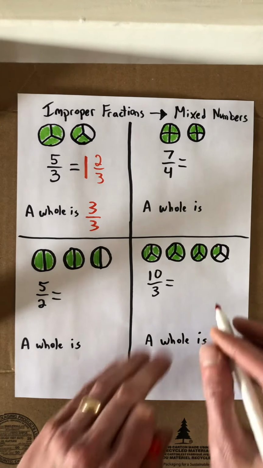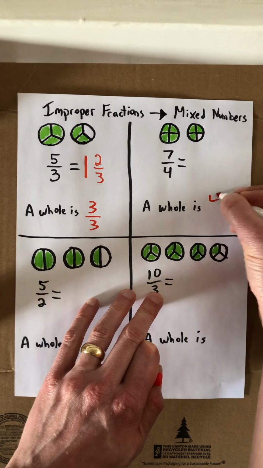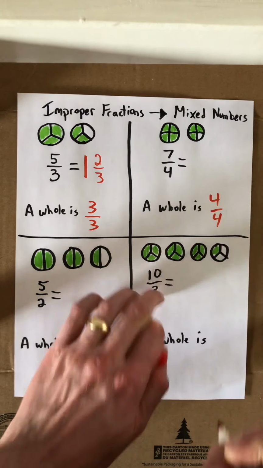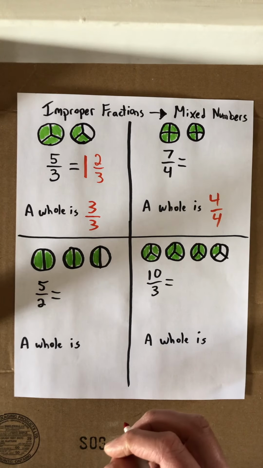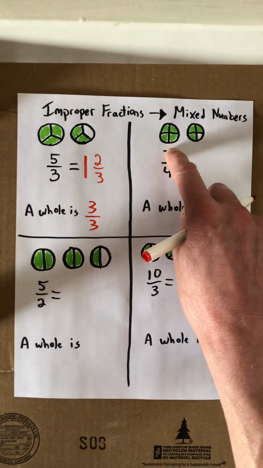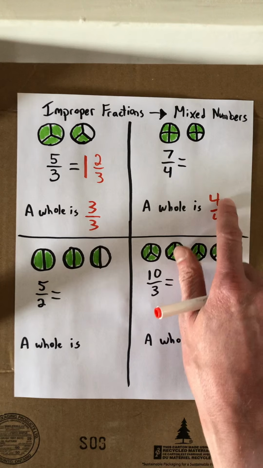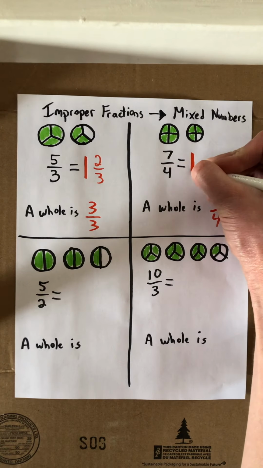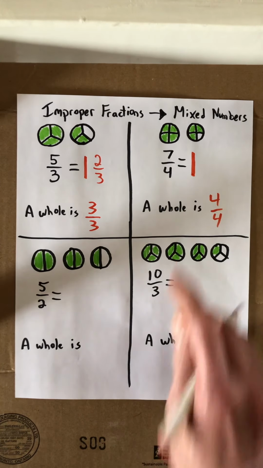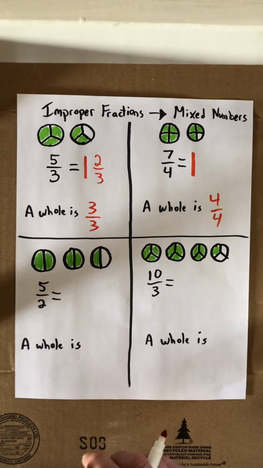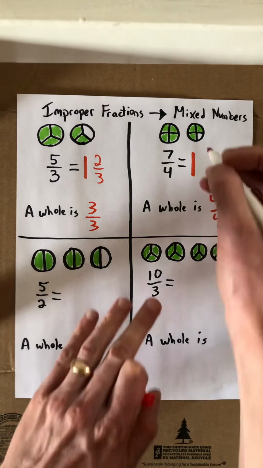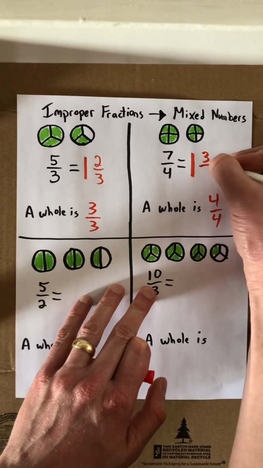So what would a whole be in this case? Well, 4/4 is a whole in this case. So what we're going to do is we're going to take 4 out of the top, because 4/4 makes a new whole, and that makes one new whole number. If I take 4 out of the top, how much am I left with? In other words, 7 take away 4 leaves you with how much? It leaves you with 3.